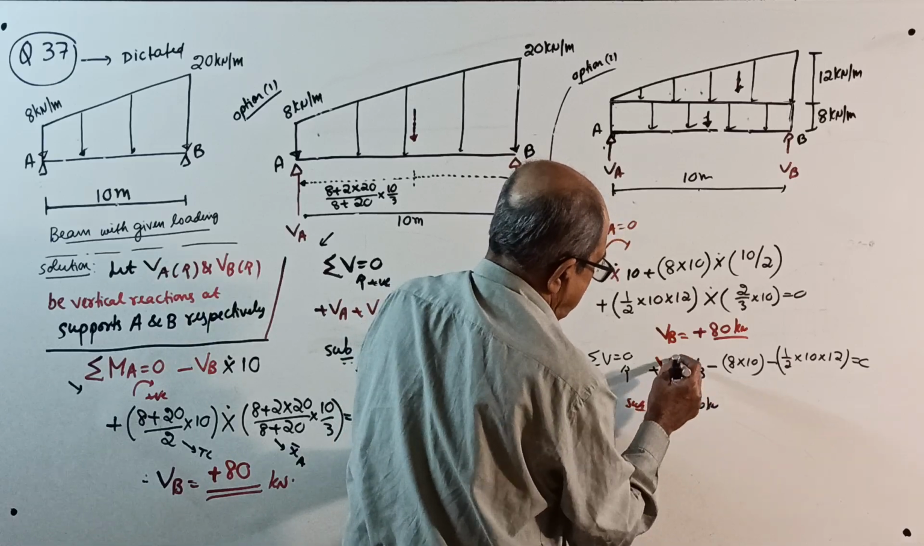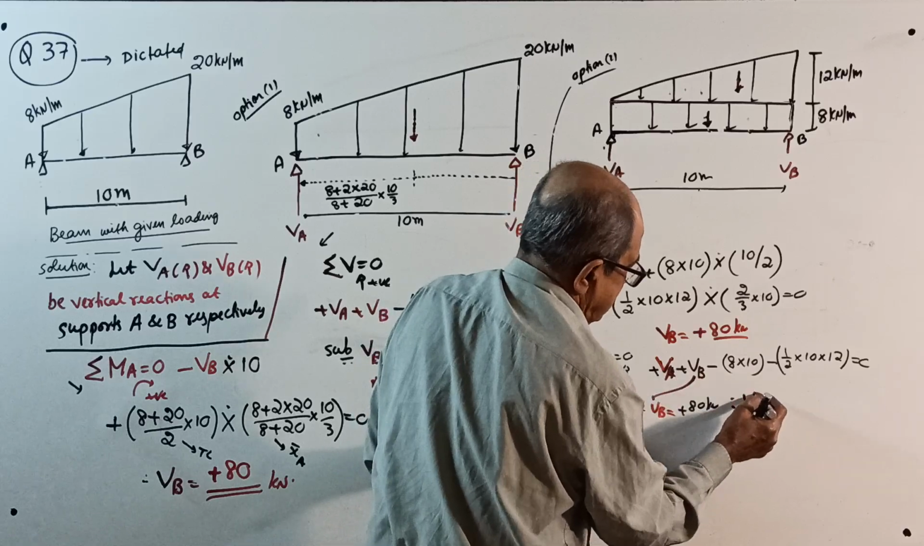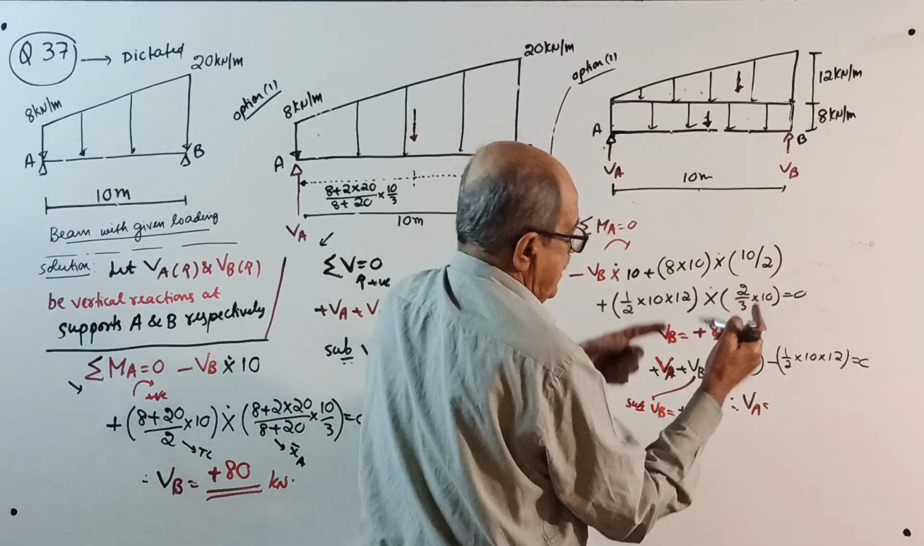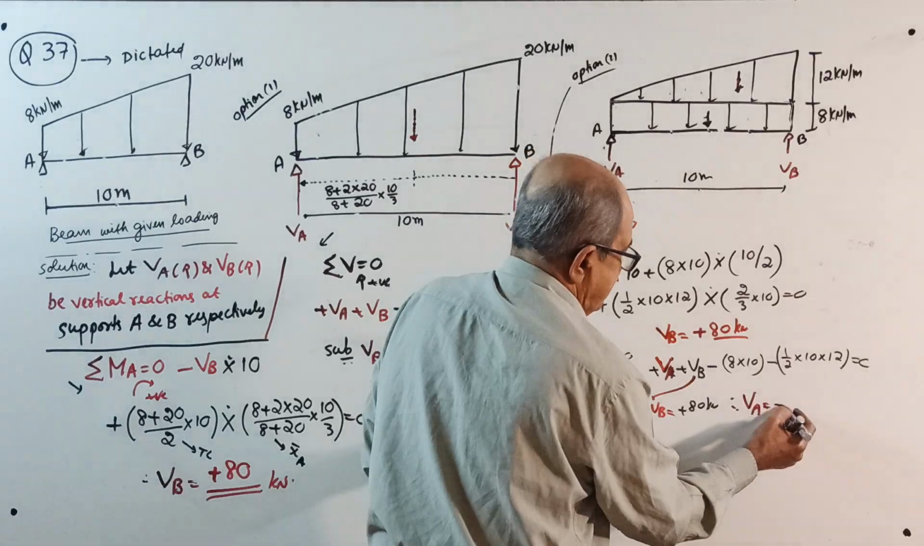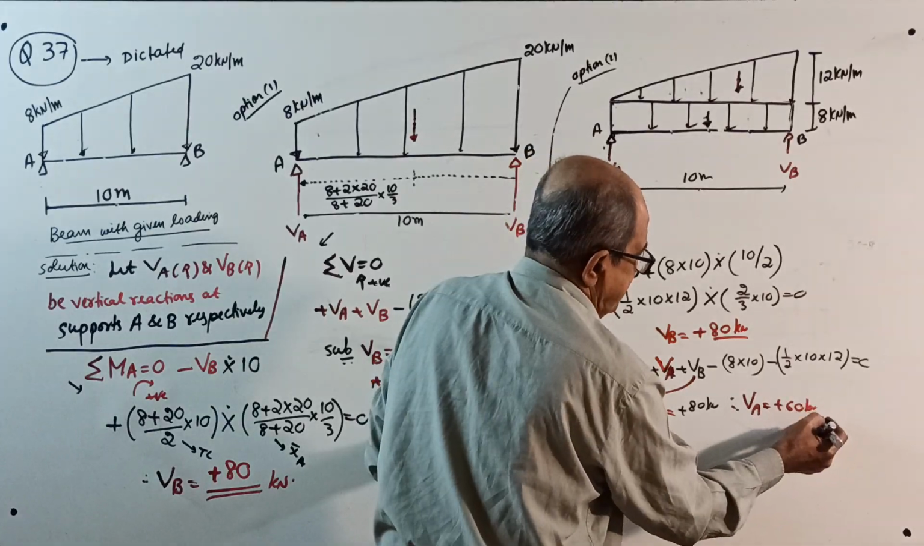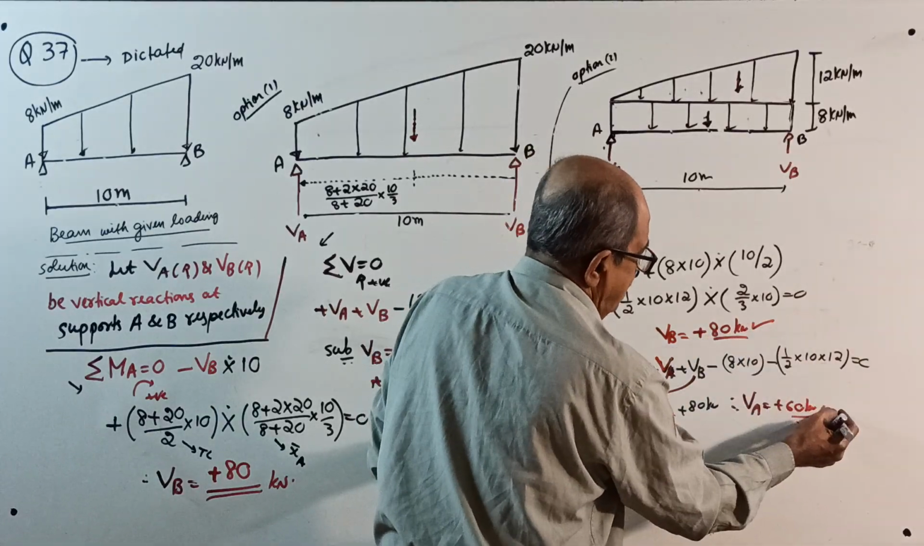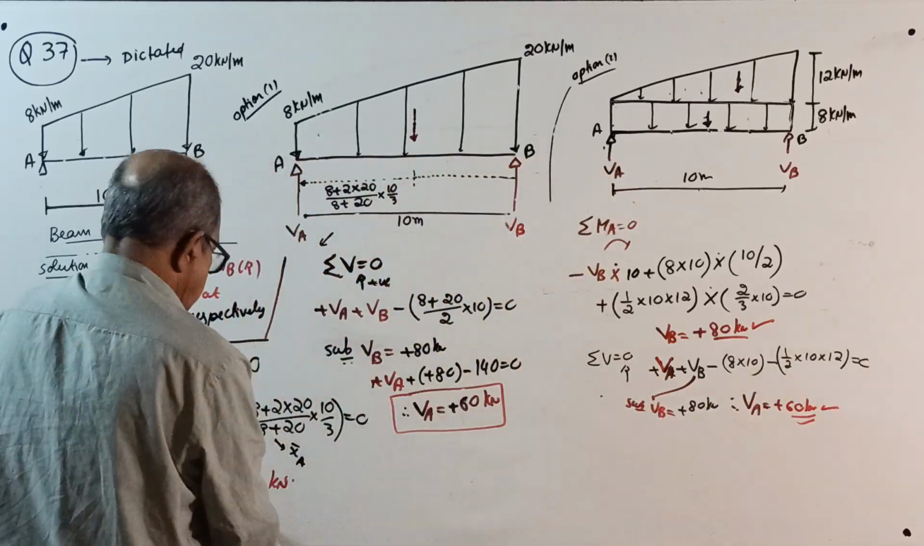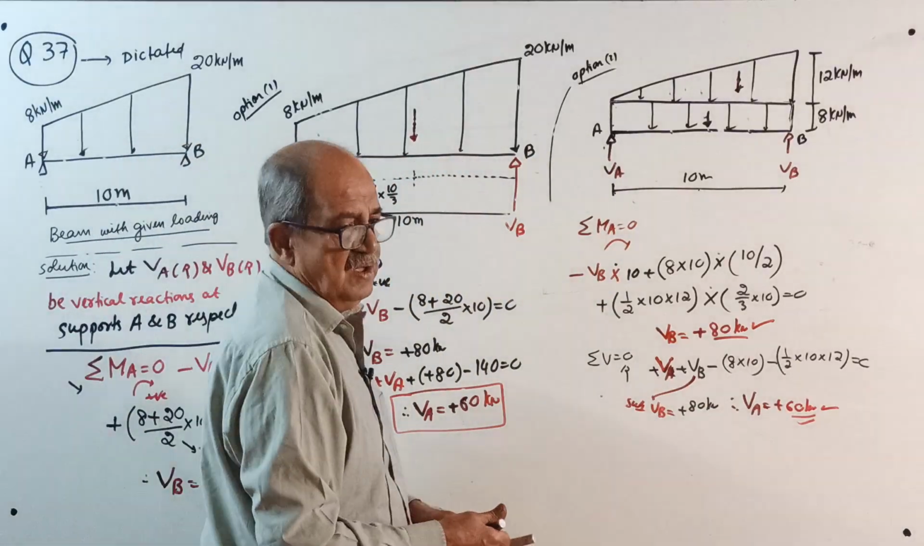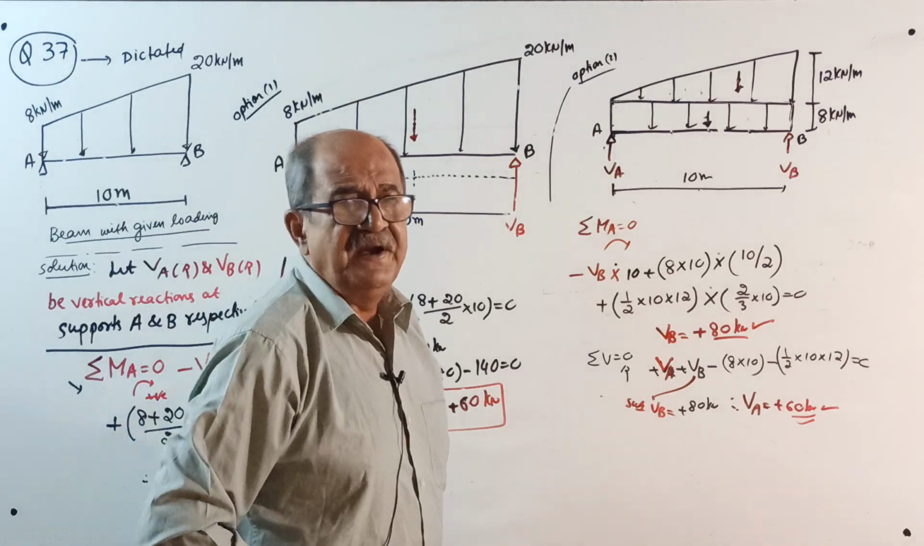Okay, unknown is VA. Therefore, you get the value of VA. Plus 60 kilonewton is the answer. See here, VB 80, VA 60. Correct. Over.